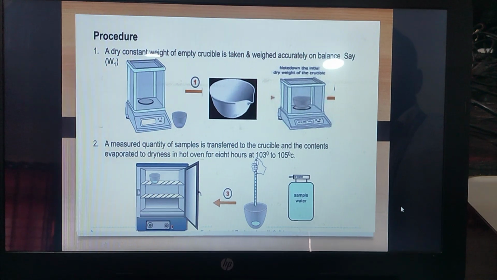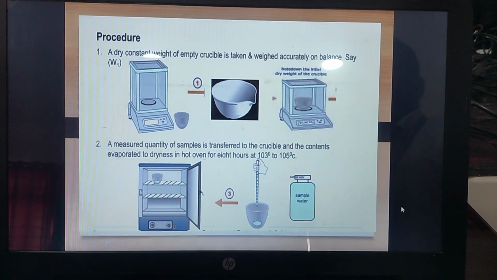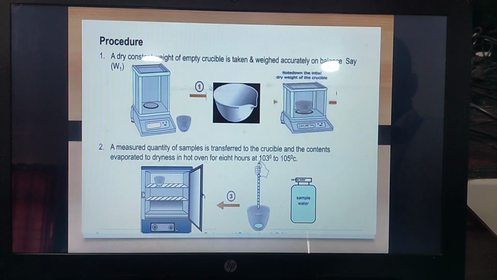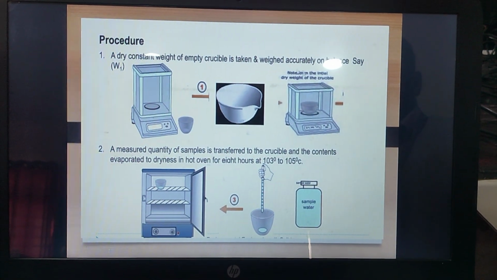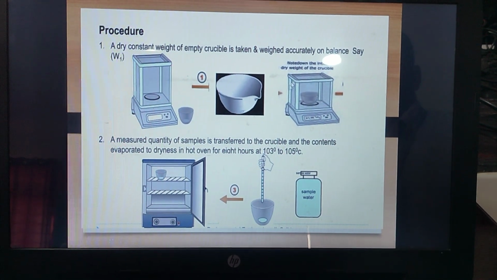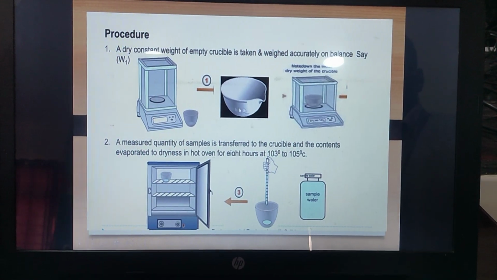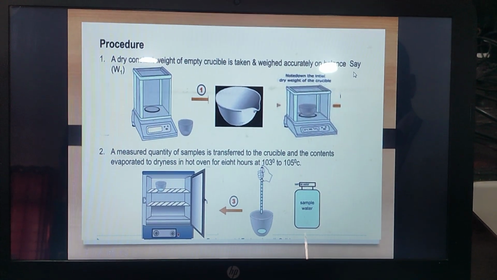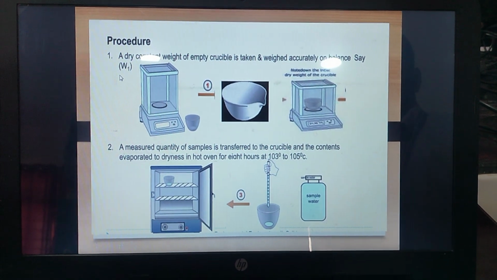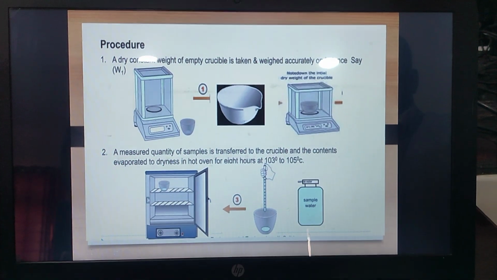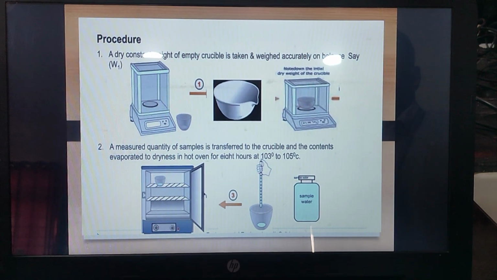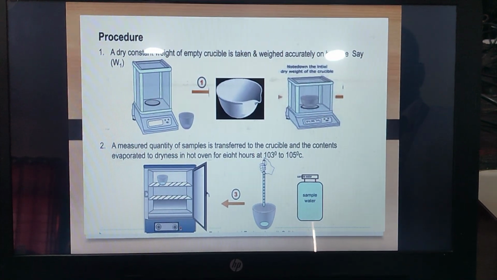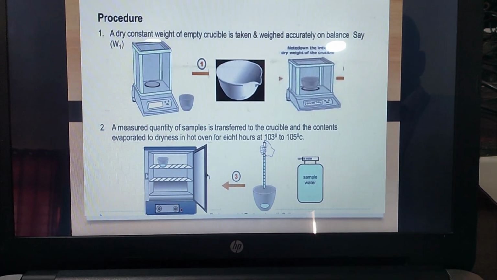So, procedure. First, take a dry empty crucible. Follow step one and weigh it accurately in the balance. We take the dry crucible weight as W1, that is weight 1. Then measure the quantity of sample transferred into the crucible, and evaporate the content to dryness in a hot oven for 8 hours at 103 to 105 degrees centigrade.